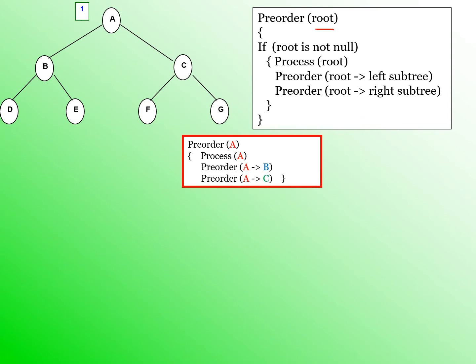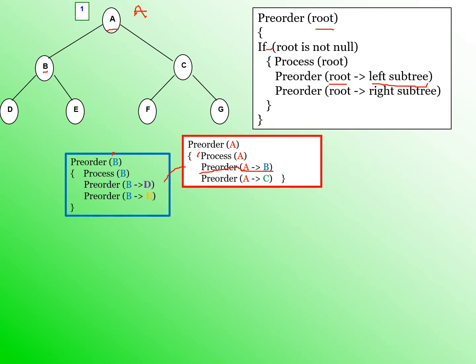We have the pre-order root. Our root is A. Inside that, we have to test if root is not null. Root is not null, so we have to process A. So sa output natin, we have A. And then next, we have pre-order A referencing to B. Bakit? Kasi we have pre-order root referencing to left subtree. So, ang left subtree ni A ay si B. So, tatawagin niya ang sarili niya, pero ang root this time ay si B.